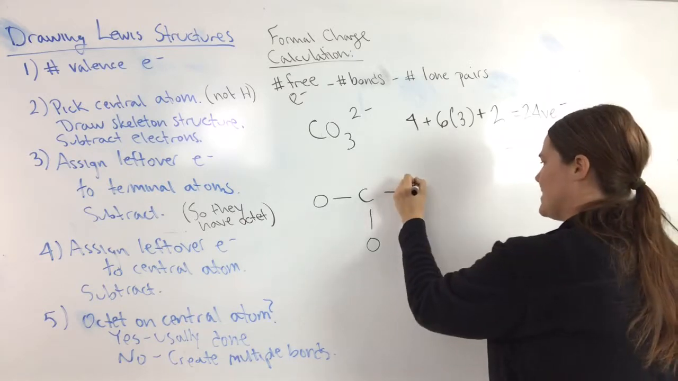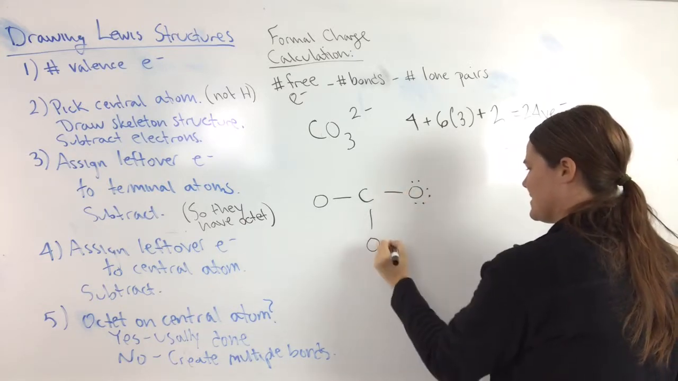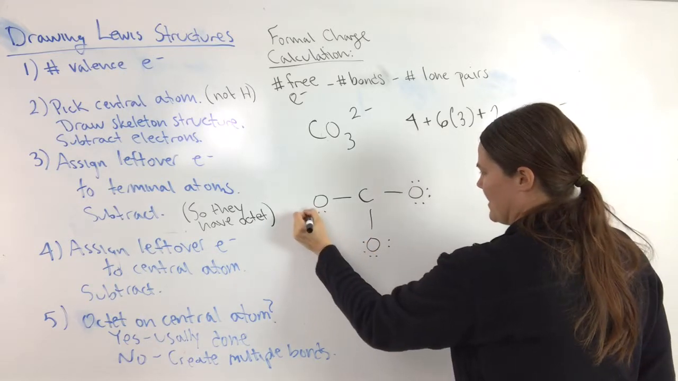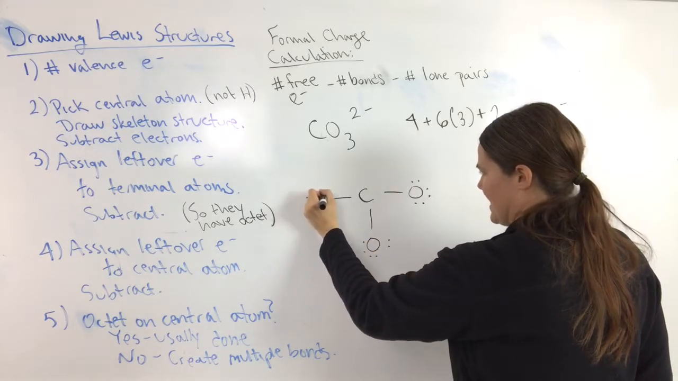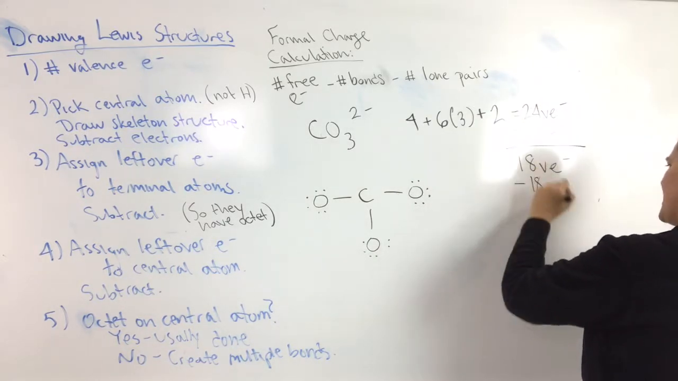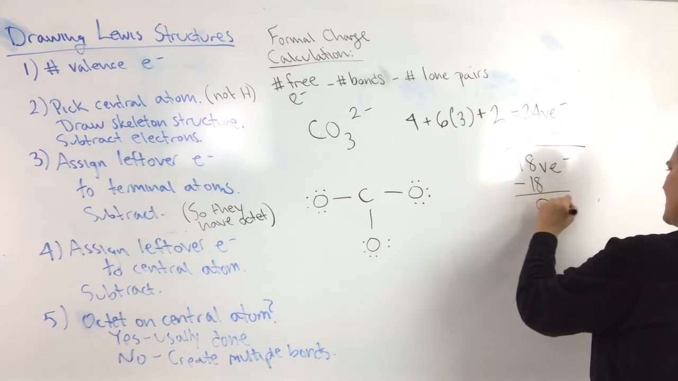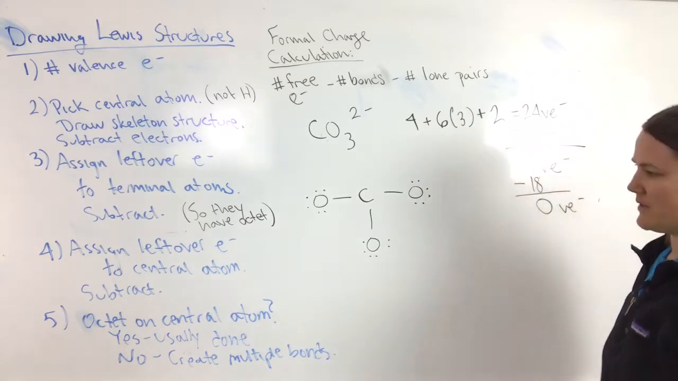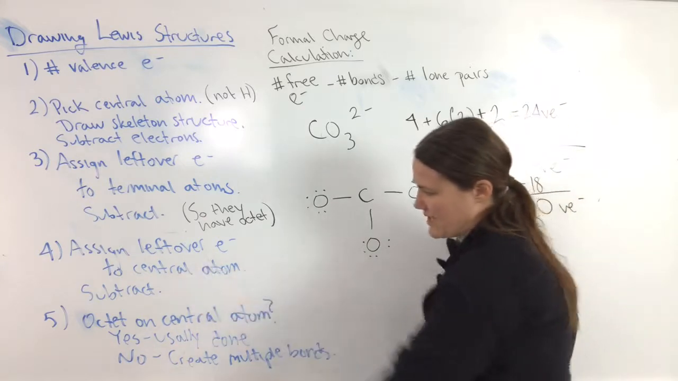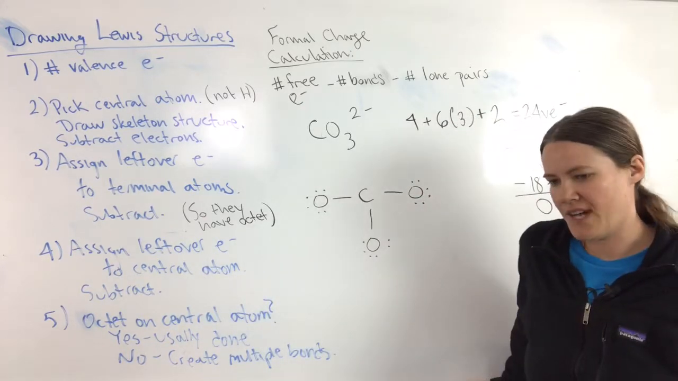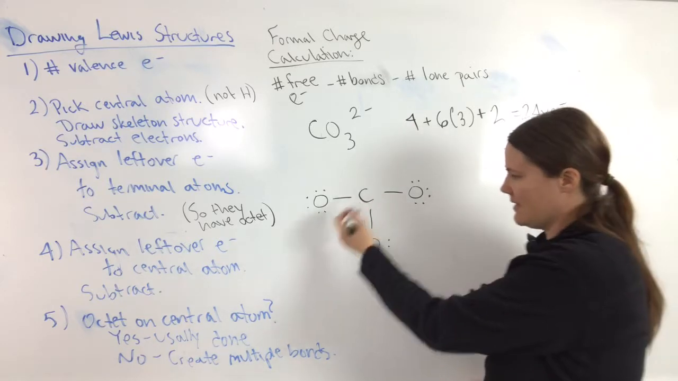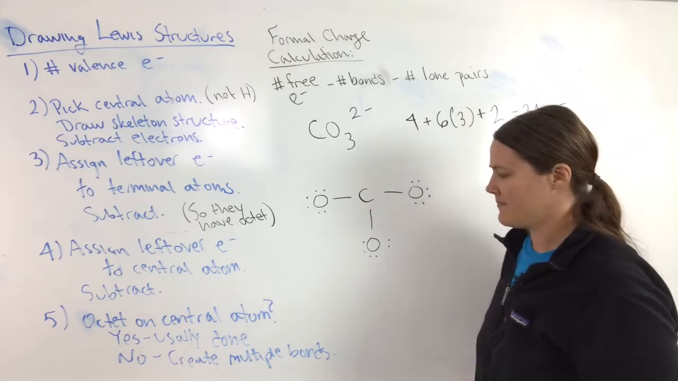So this is 1, 2, 3, 4, 5, 6, 7, 8, 9, 10, 11, 12, 13, 14, 15, 16, 17, 18. So I've placed 18 electrons, so -18, and I have 0 electrons left to place. Now this next rule, assign leftover electrons to the central atom. We don't have any more electrons to place.